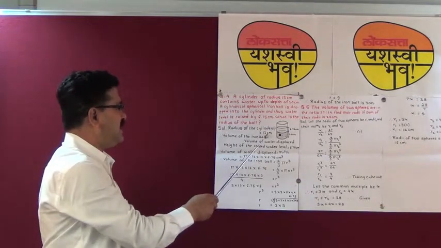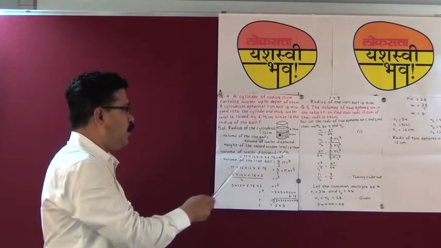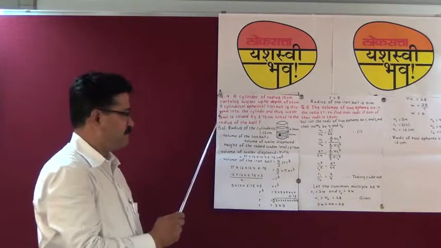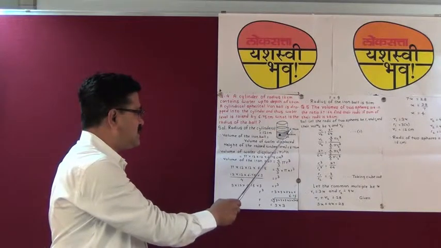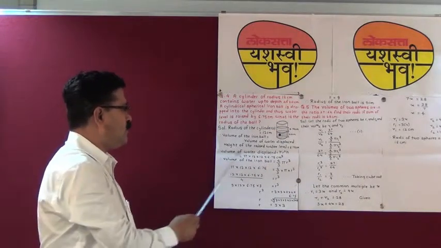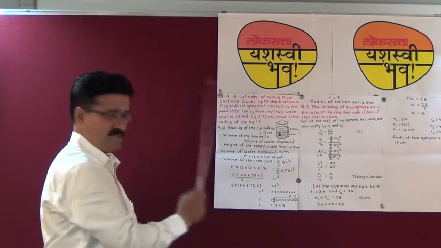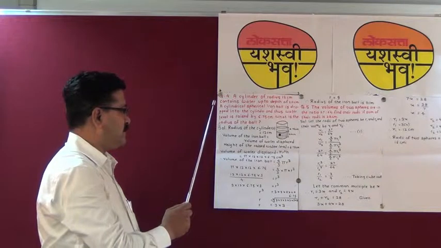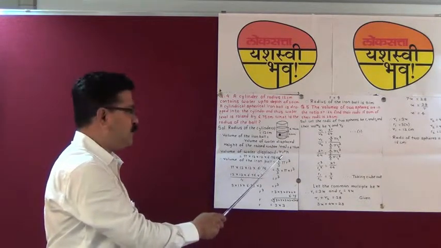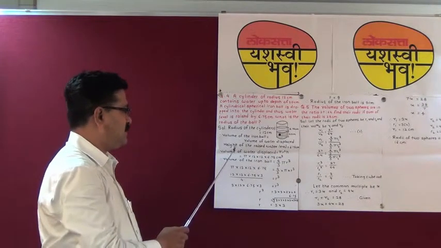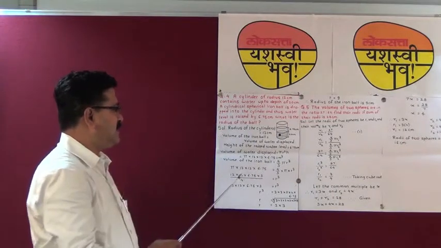Now radius of the cylinder is 12 centimeter. Volume of the iron ball is equal to volume of the water displaced. Now height of the raised water level is 6.75 centimeter. So volume of water displaced is equal to pi r square h, which is equal to pi into 12 into 12 into 6.75 cubic centimeter.